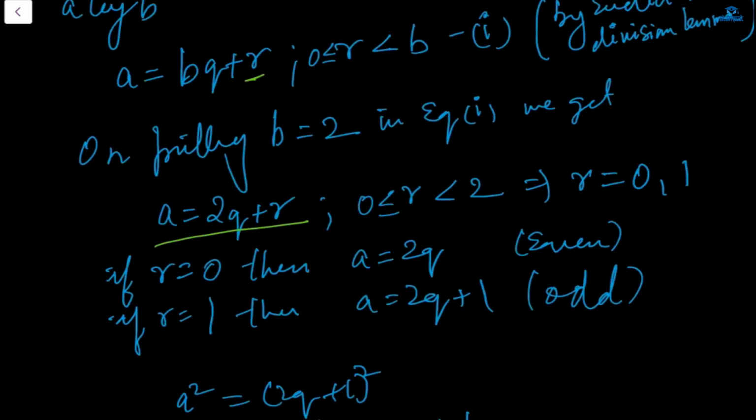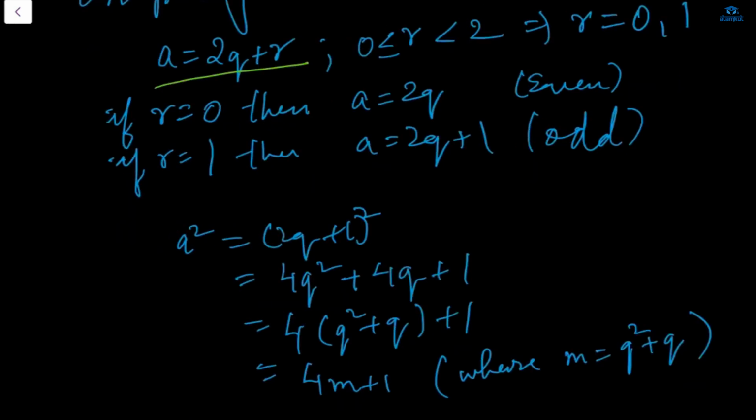Now if R is equal to 1, so A is equal to 2q plus 1. Still 2q is divisible by 2, so 2q plus 1 will not be divisible by 2, and that becomes an odd number. All the numbers that are not divisible by 2 are odd numbers.